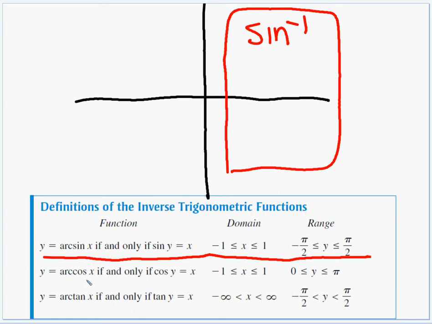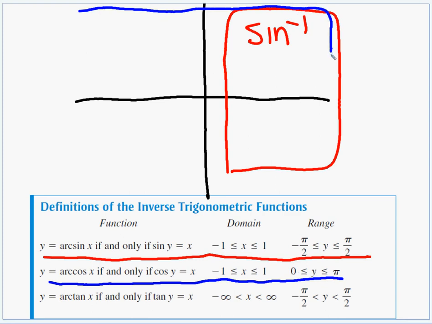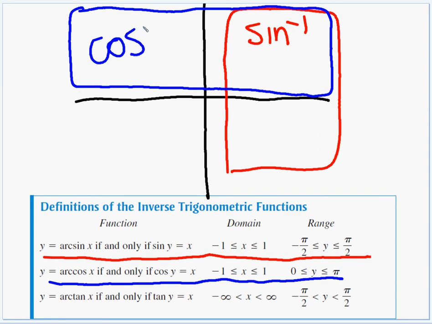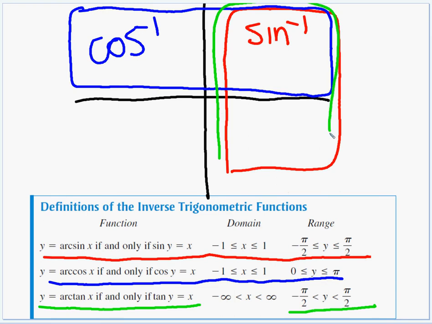I'm going to switch to blue ink. Arc cos has the same domain, but the range is 0 to pi. So if we start at 0 and open up an angle to pi radians, that's going to be the blue rectangle. That is arc cos or cos inverse. Tan, let me switch to green ink. Arctan has the same range as sine inverse, so let me put a green rectangle around this red one. Arctan, or tan inverse, lives in the green rectangle.